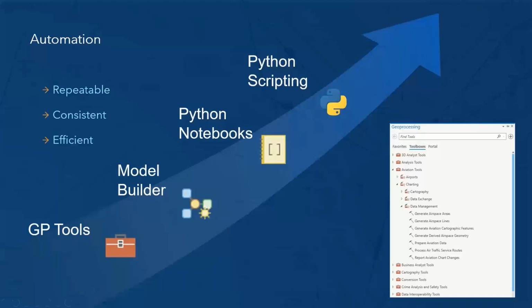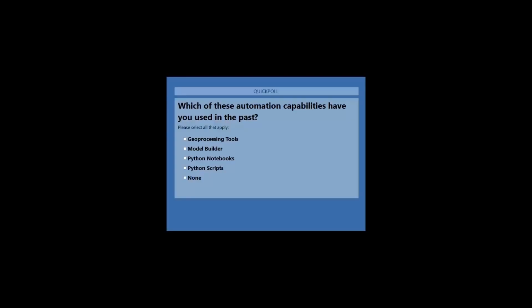Before I turn it over to Nick, I want to run a quick poll question that's going to be based on what you see here, but also it's going to provide us some information a little bit later because we're going to run another poll question. So the poll question is, which of these automation capabilities have you used in the past? Starting with geoprocessing tools, Model Builder, Python notebooks, Python scripts. And if you haven't used any of these tools in the past, that's fine. We'd like to just have an understanding of where our users are using a lot of these tools.